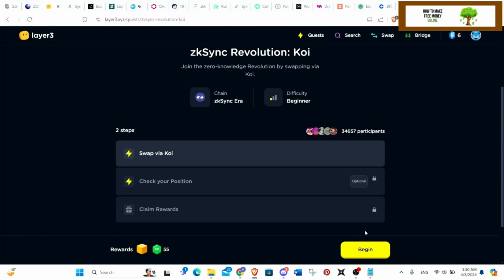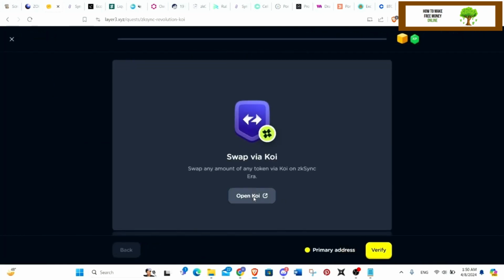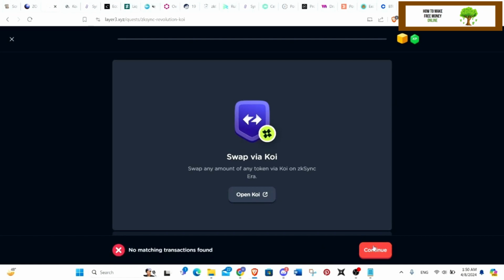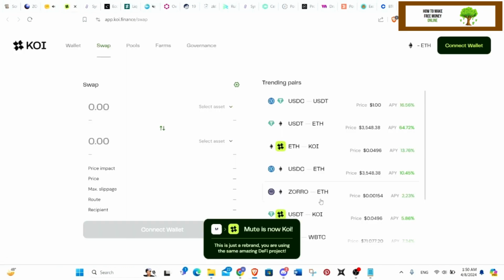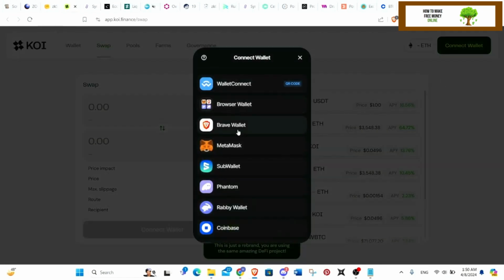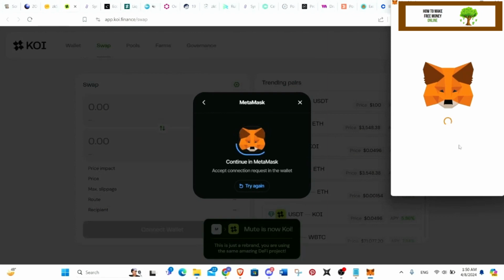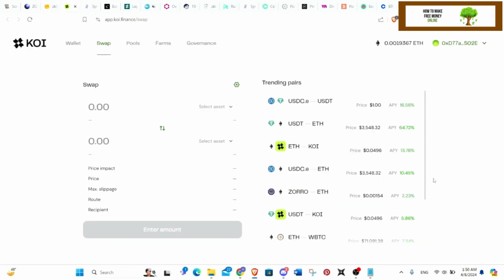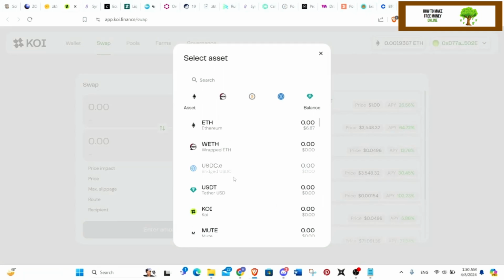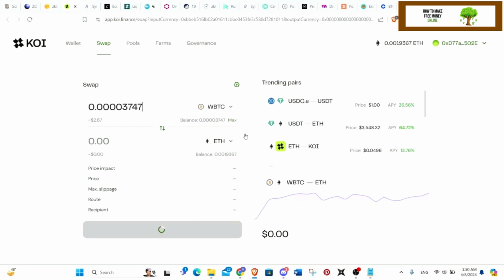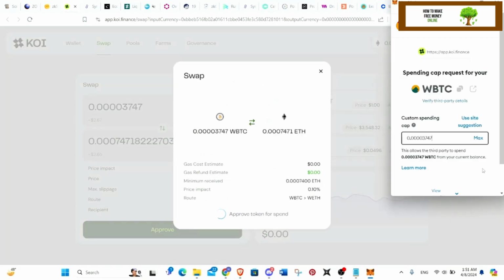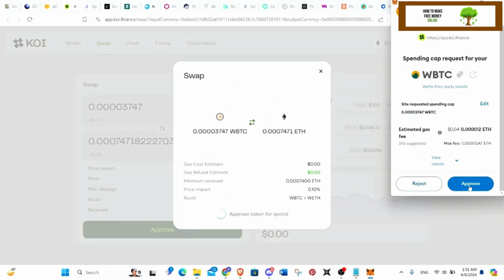Swap via Koi. Check your position. Okay, open Koi. Of course, click on verify. You're going to get this, so that's why. Select connect wallet, connect MetaMask. And of course, if you are just starting ZK Sync, I don't think you should, because I've heard a lot of people saying that the snapshot has been taken. We will see. Airdrop, boom, approve. Max, never use the actual infinity.